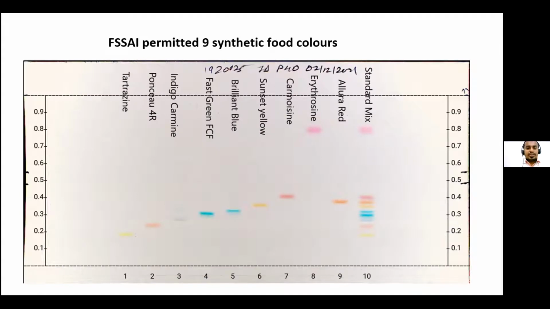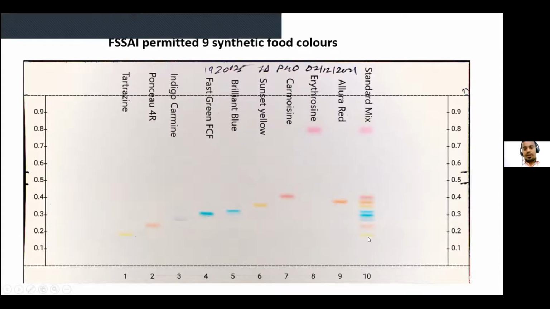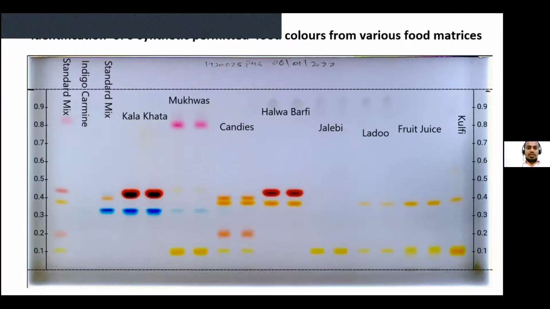Next is FSSAI permitted 9 synthetic food colors. Here you can see all 9 permitted colors are separated on the same plate. After setting the method, these synthetic colors were identified in various food matrices. For example, first you can see kala khatta, the juice which everyone knows. After that, mukwas. In mukwas you can see tartrazine is present, brilliant blue is present, Allura red is present. After that, erythrosine is present.